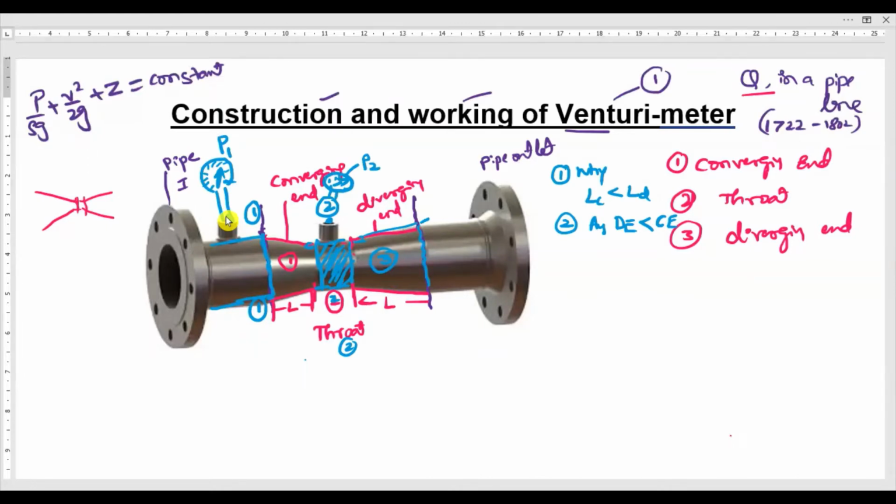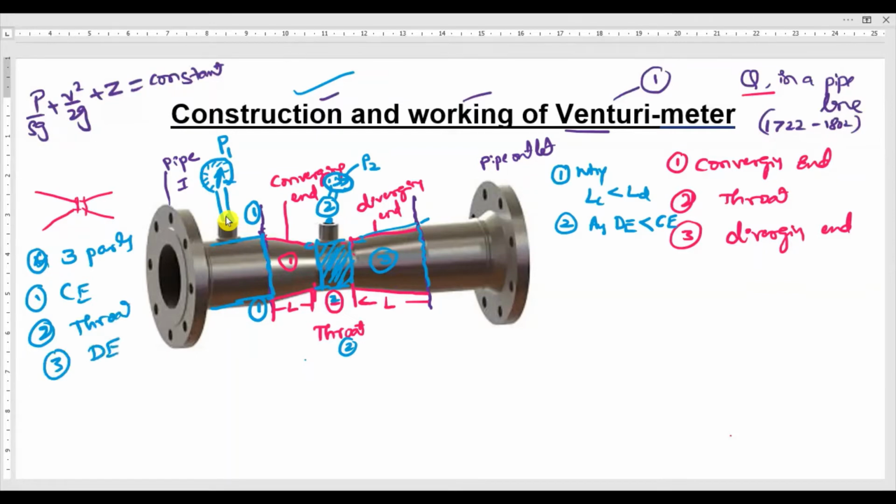This is the construction of the venturimeter. In brief, I will explain what the construction is. The venturimeter consists of three major parts. First part is the converging end, second part is the throat, and the third part is the diverging end.